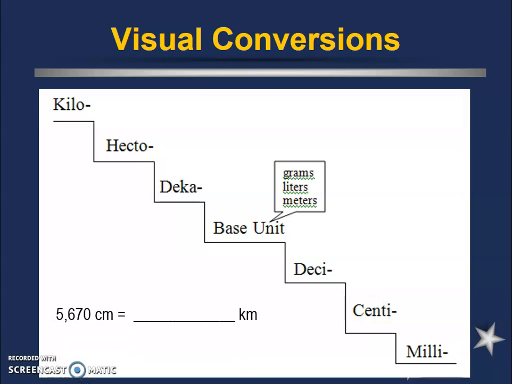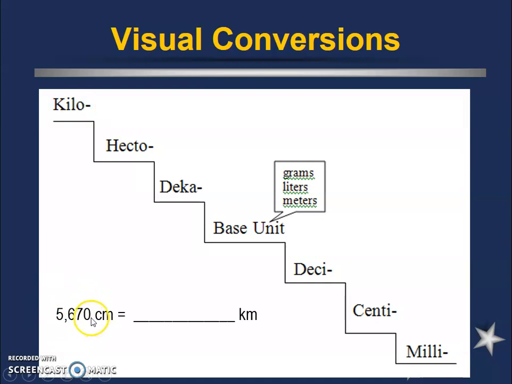Let's say I have 5,670 centimeters, and I want to turn that into kilometers. Okay, so we find our starting point, centimeters, and we find our ending point, kilometers. And we just see how many times we have to move that decimal. So starting at centi, we go 1, 2, 3, 4, 5 to the left. So that's what I'm going to do in my number here.